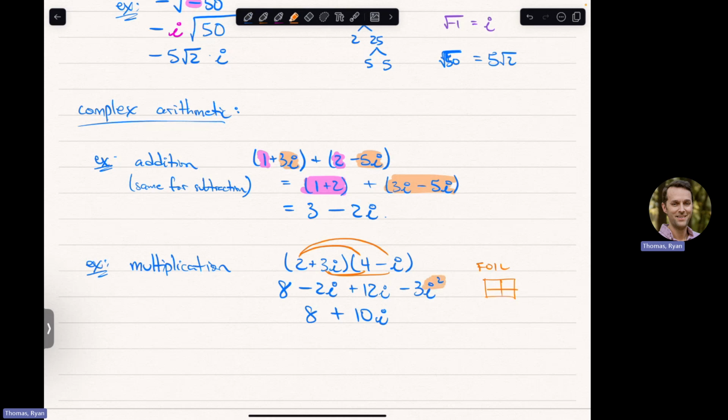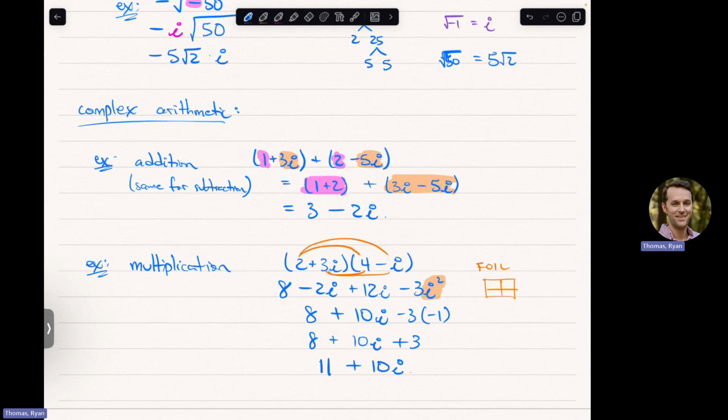And then the one other thing that we can do is that for complex numbers, the usual convention is that we don't leave powers of i unreduced because of what i is and how it works. We can always reduce those down. In particular here, i squared is -1 because i is the square root of -1. So really this is 8 plus 10i plus 3, and then we have another like term to combine. 8 plus 3 is 11 plus 10i.